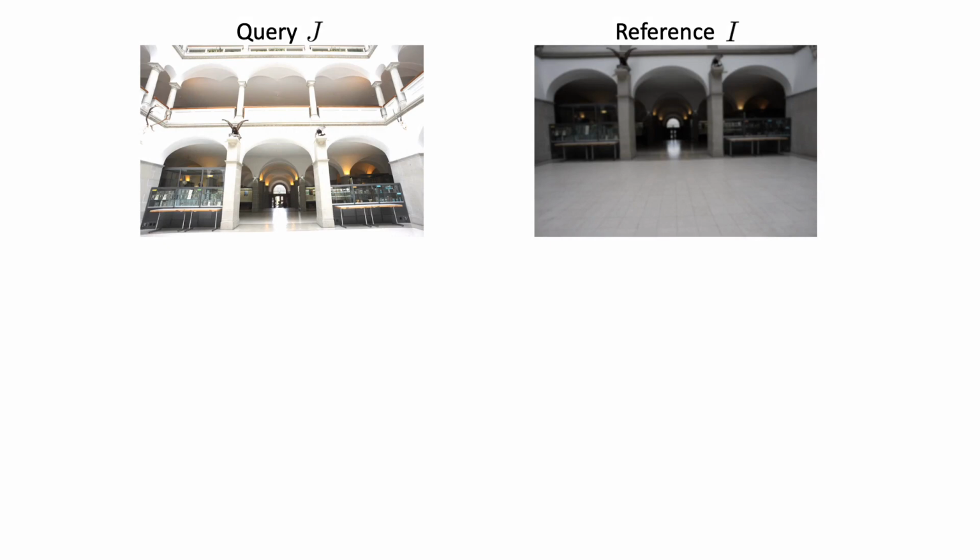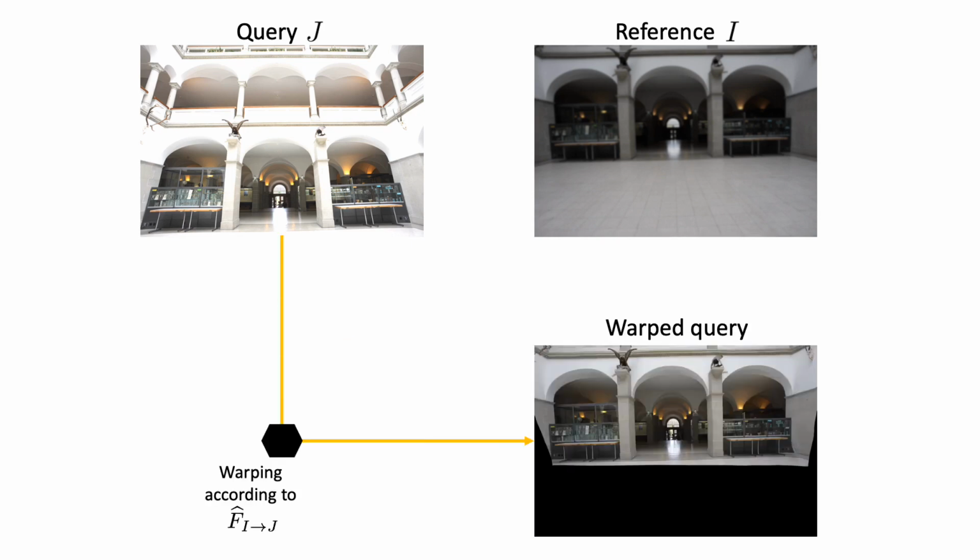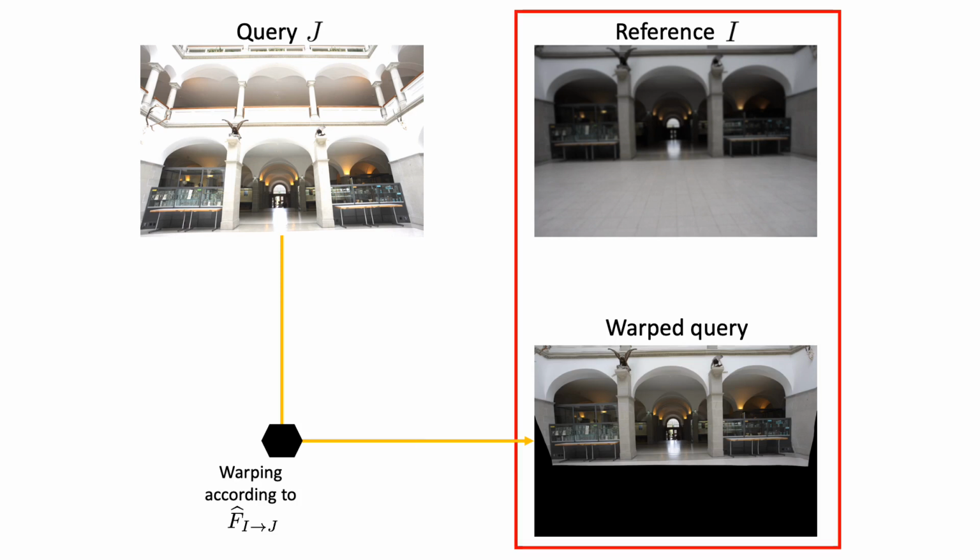From a pair of reference and query images, we want to find a match for every single pixel of the reference image. This is done by estimating the flow field relating the reference to the query. A common way to qualitatively assess the quality of the flow is to warp the query according to that flow, and the warped query should then resemble the reference.